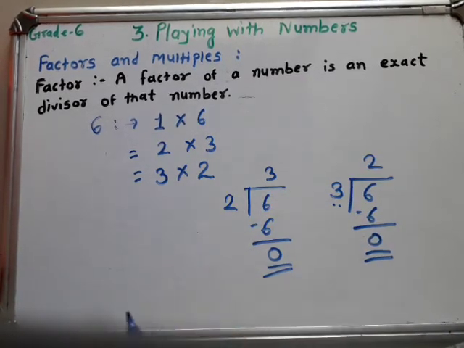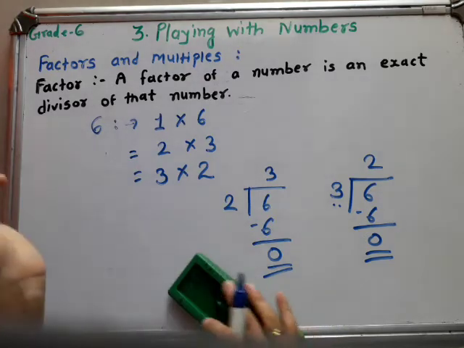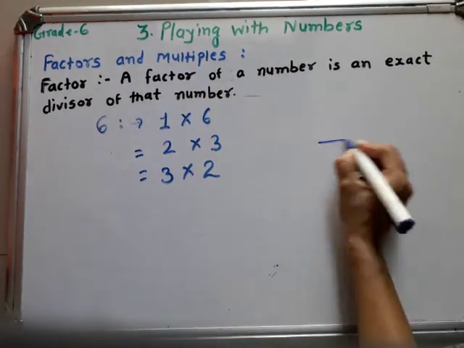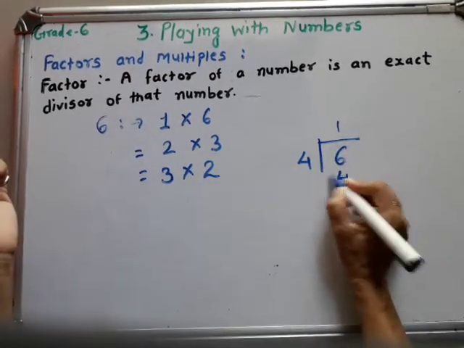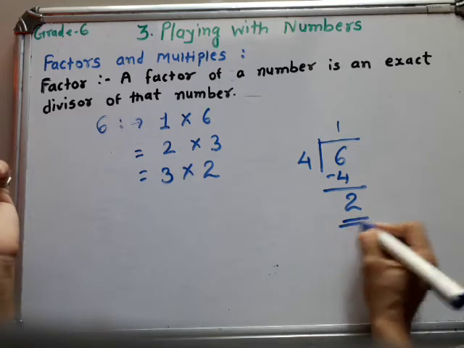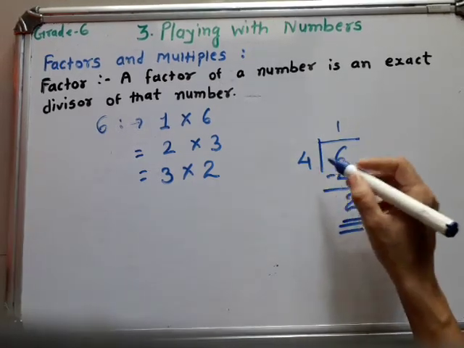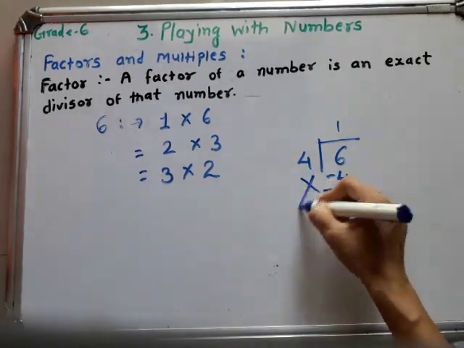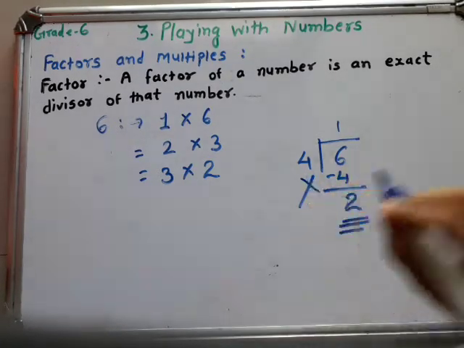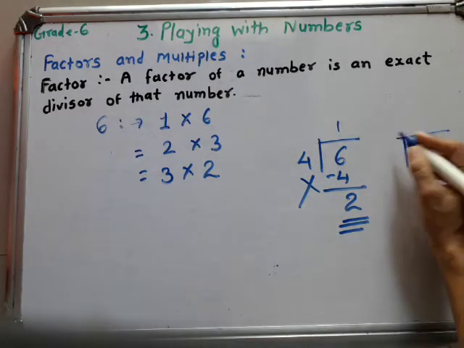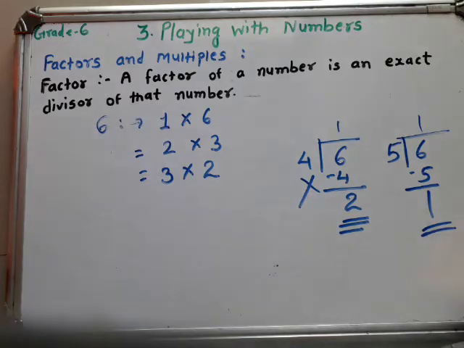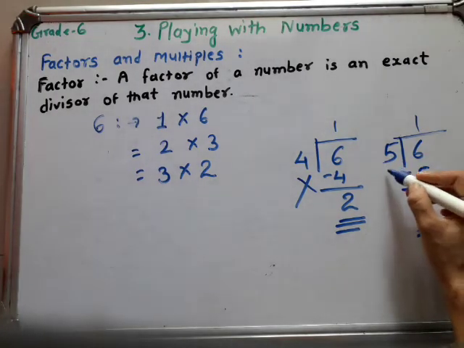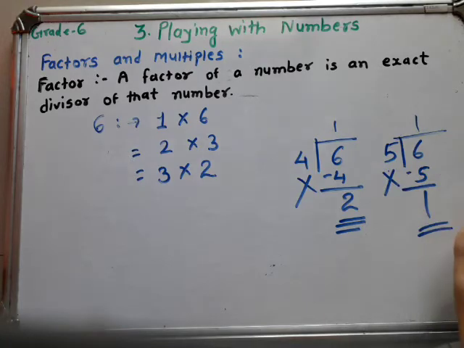Now again we check the table of 4. Here we write 6 divided by 4. 4 ones are 4. We get remainder 2. So 4 is not a factor of 6. Then the next number is 5. Now we take the table of 5. 5 ones are 5. Again here we get remainder 1. So 5 is not a factor of 6.